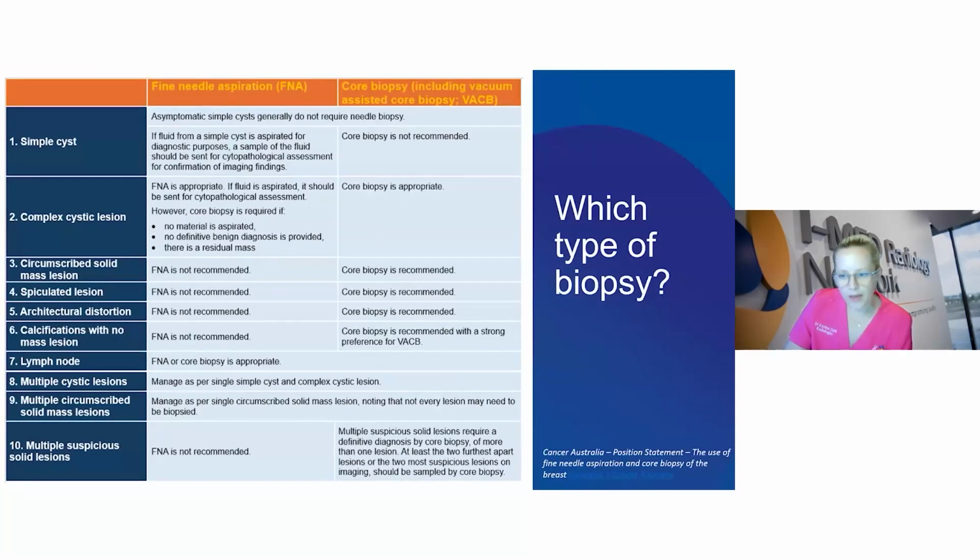This has been borrowed from Cancer Australia. This is a table that reflects the guidelines to the BreastScreen Australia services, but I think it's quite nice as a summary of when we should use FNA and when we should not. But essentially you can see, except for a simple cyst, we are really doing core biopsy for almost everything else.